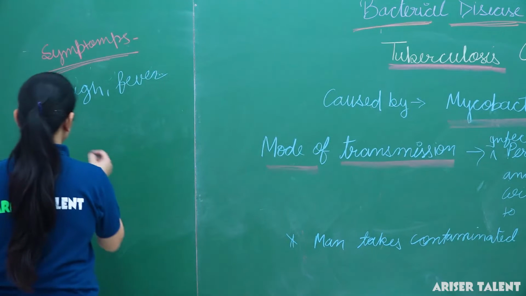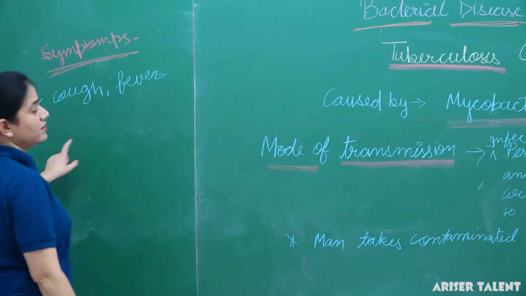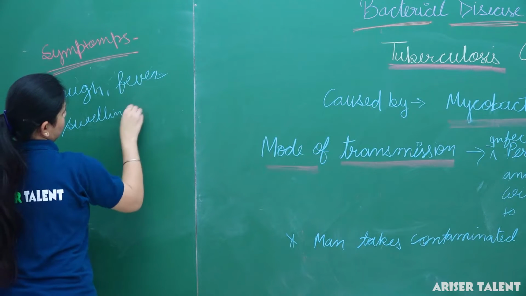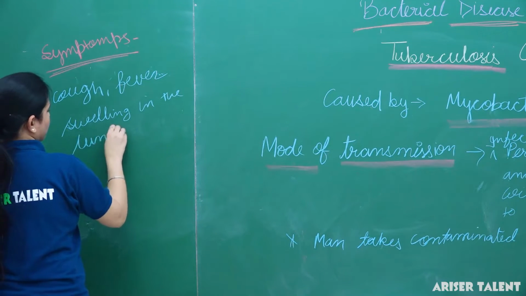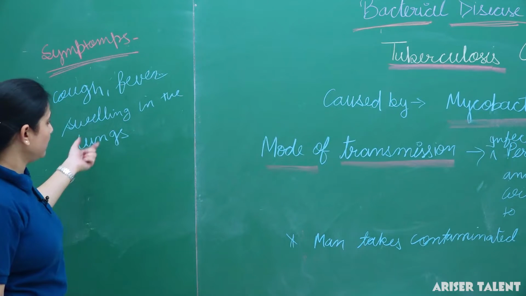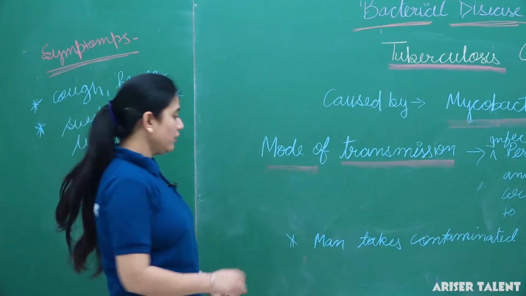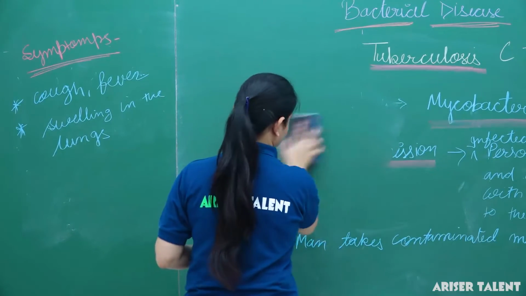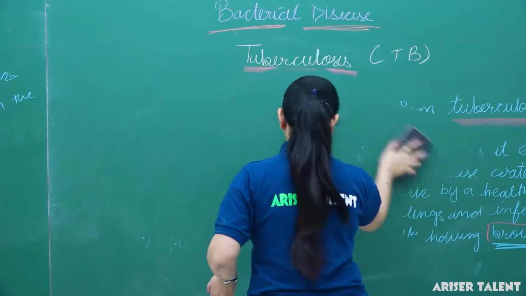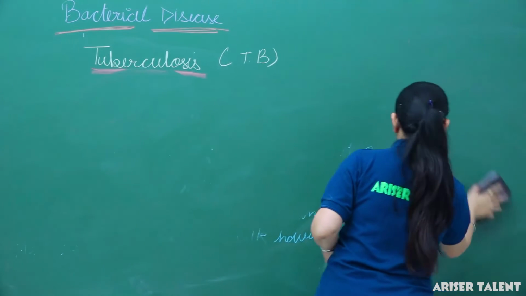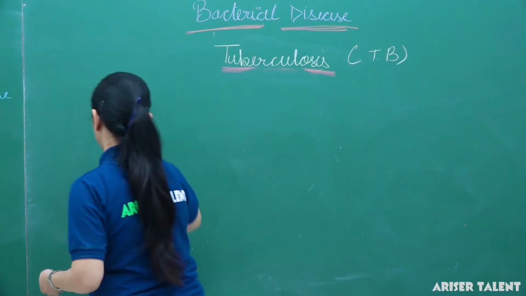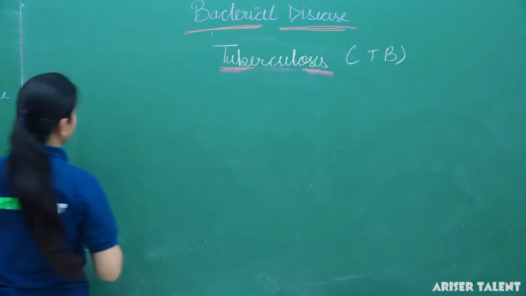Next, as it is the infection of lungs, then maybe swelling in the lungs. So these are the main symptoms of tuberculosis, means person can suffer from fever and continuous cough, and it may have some swelling in the lungs. Now we will talk about the treatment. If we talk about the treatment, then person should be given BCG vaccine.